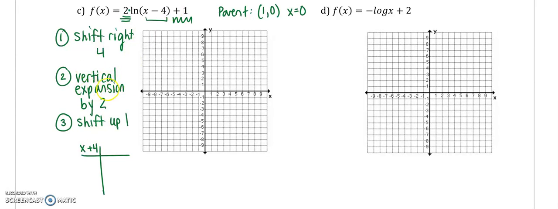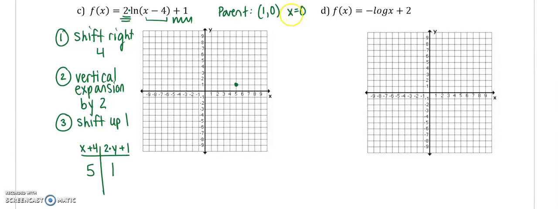And my y, it's a vertical expansion. That's 2 times y. And then up 1 is plus 1. So my point, which was 1, 0, turns into 5. And 0, 2 times 0, still 0. And then plus 1 is 1. So I have my point at 5, 1.